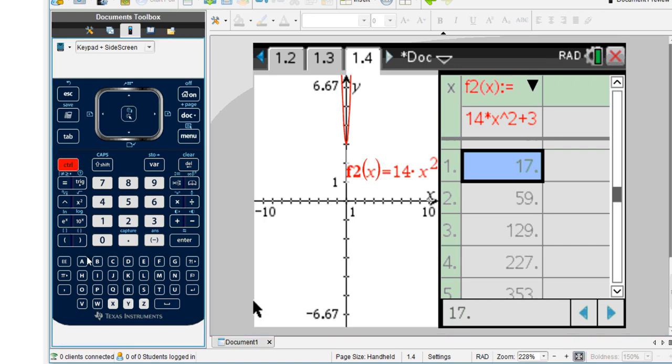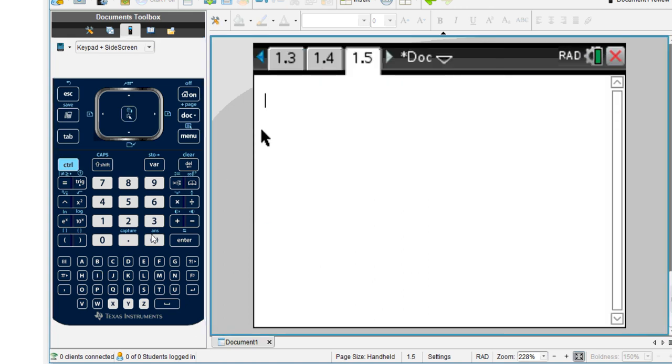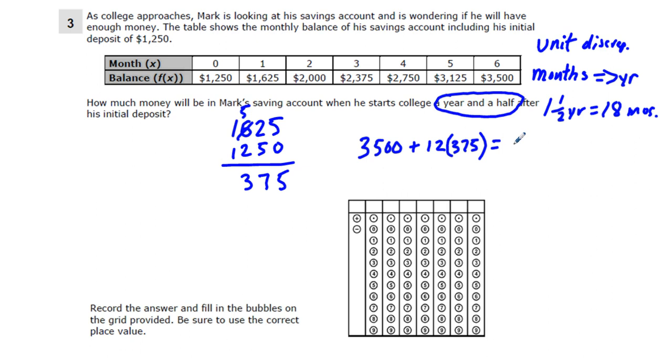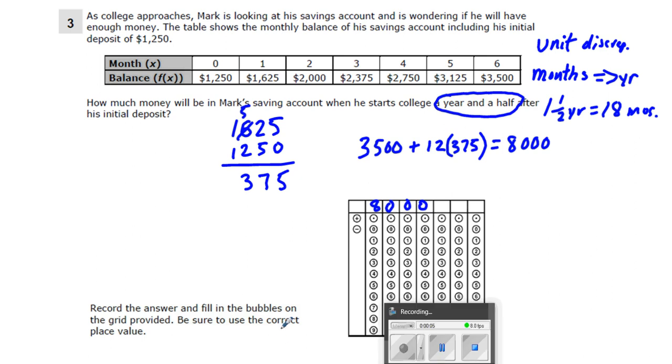$3,500 plus 12 times 375, and we get $8,000. So $8,000 is going to be our answer, and so we can go bubble this in here. So we can put in 8,000. You can put these in any order, it just has to be consecutively correct. So you have 8, 0, 0, 0.